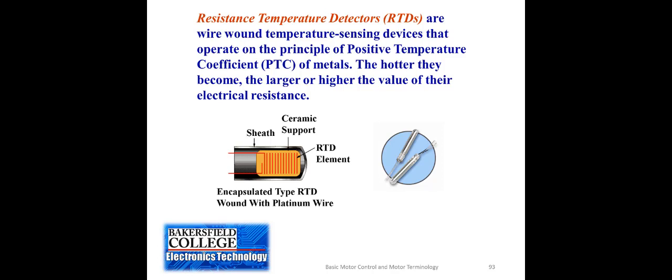RTDs will increase their resistance as they get hotter, whereas some other devices decrease their resistance as they get hotter. In this case, it's called positive temperature coefficient. The hotter they become, the more resistance they will have inside of them.